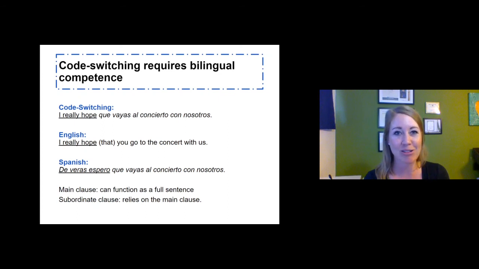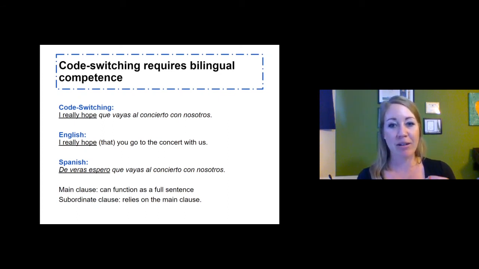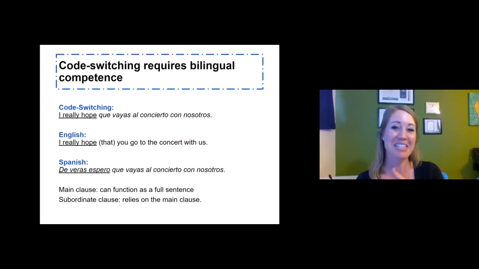It's important to recognize those fundamentals because if we go to the Spanish version, let's look at the code switching line up above. I really hope, and then I don't want to read it. You guys are going to laugh at me. Then the rest of the sentence in Spanish. A literal translation of that is, I really hope that you go to the concert with us. Okay, so that's what the translation is. But notice how the beginning of the sentence is English and the second part is Spanish. Specifically, the main clause happens to be in English and the subordinate clause happens to be in Spanish.